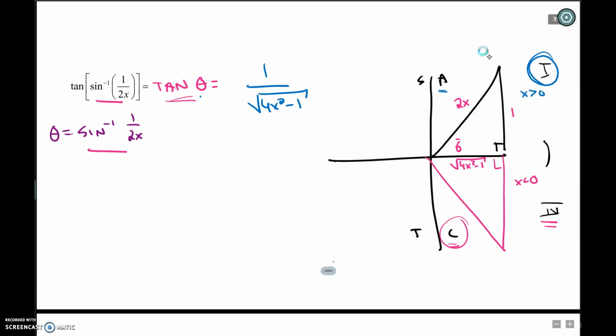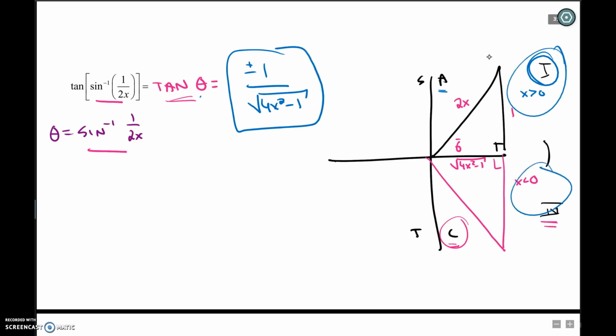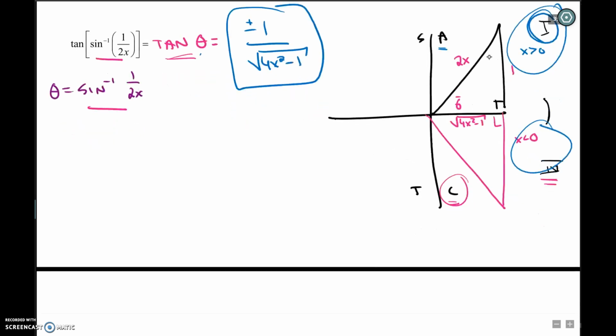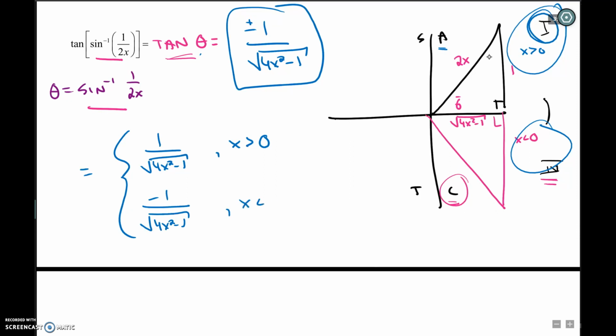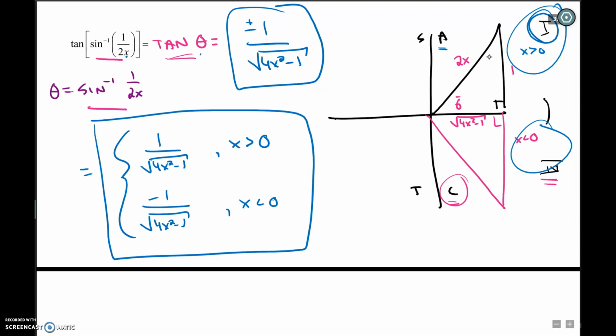Sometimes it's supposed to be positive and sometimes it's supposed to be negative. I will actually accept this on a test. If you just say plus or minus, like say sometimes it's positive, sometimes it's negative, that's kind of okay. The real answer though should be a piecewise function. It's 1 over the square root of 4x squared minus 1 when x is greater than 0. And it's negative 1 over the square root of 4x squared minus 1 when x is less than 0. What is it if x is equal to 0? Ah, sweet, we can't have x equal to 0. So this is technically the right answer, but I'll accept this.